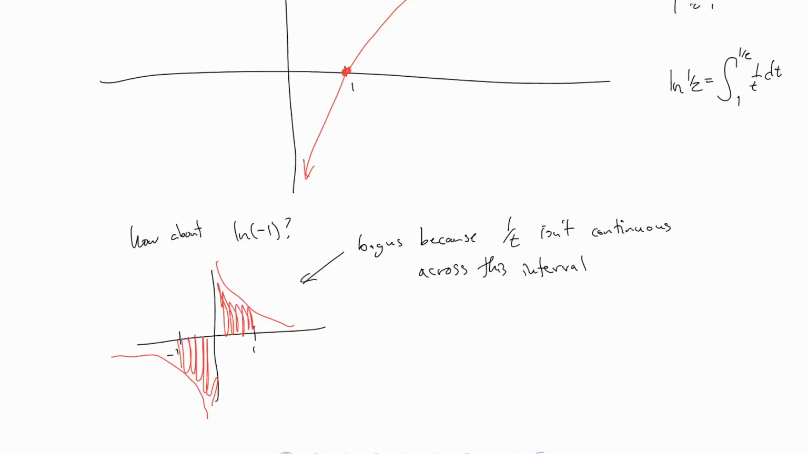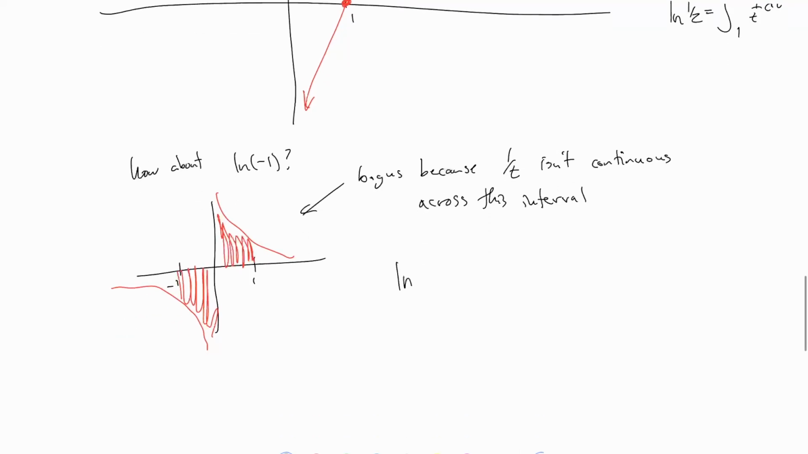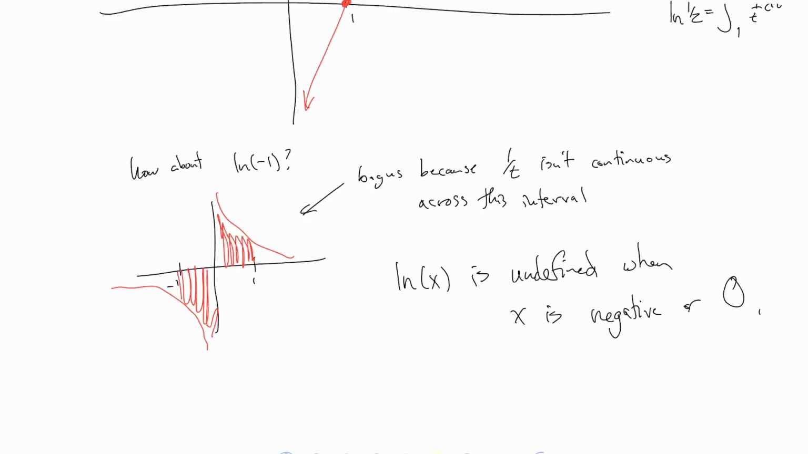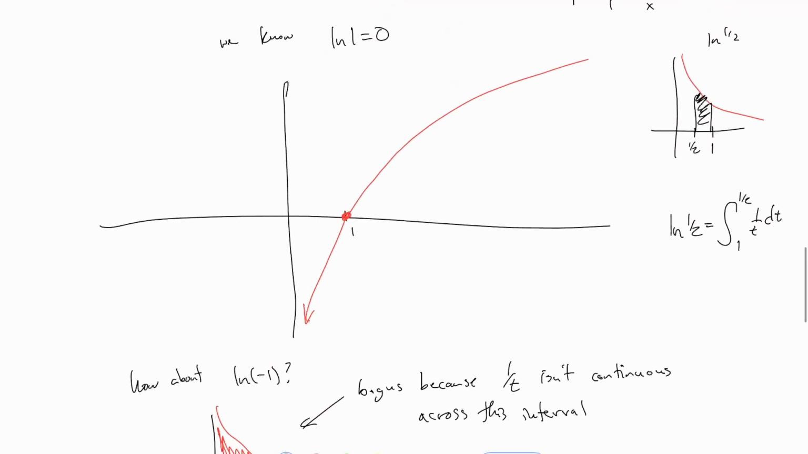As long as the x is positive, everything's fine. But once you make the x negative, the whole thing gets screwed up. And so, for that reason, ln of x is undefined when x is negative or 0. Right? You cannot do ln of a negative number. You also can't do ln of 0. All right. So anyway, this is the graph of the natural log.